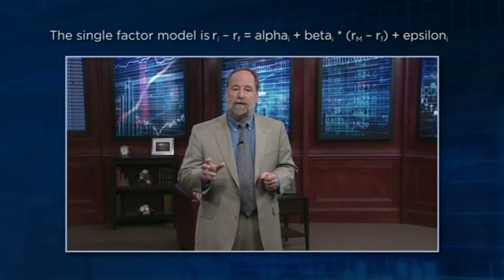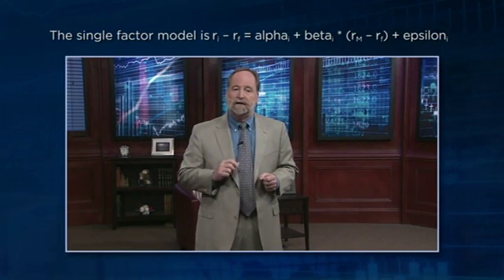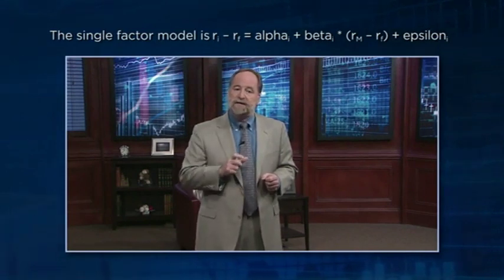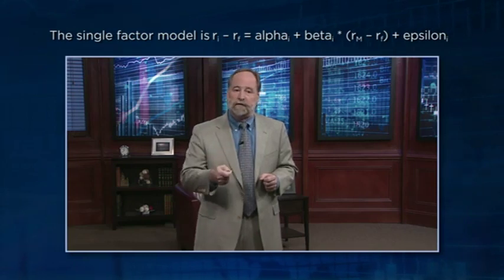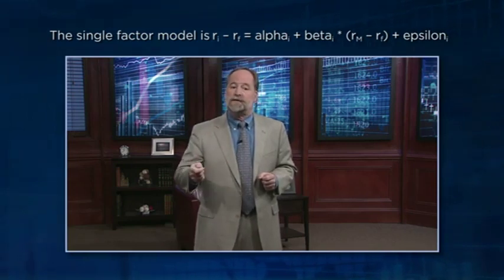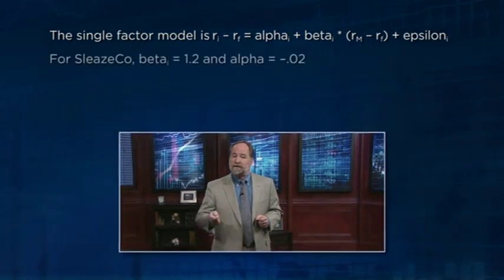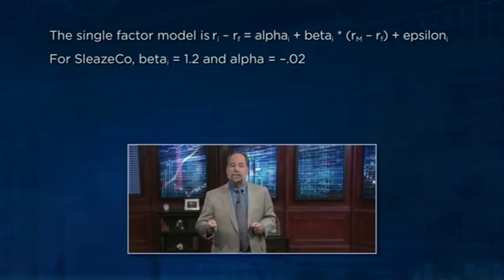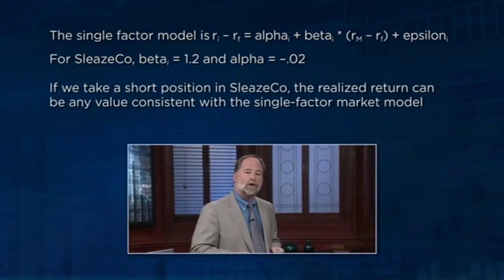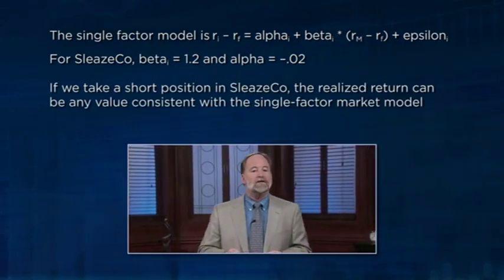The single factor model says the return on an individual security is equal to the risk-free rate plus its alpha plus its beta times the difference between the market return and the risk-free rate, plus an epsilon for that individual security, an idiosyncratic term. For SleazeCo, we have a beta of 1.2 and an alpha of negative 2%, negative 0.02. If I take a short position in SleazeCo, the realized return can be any value that's consistent with the single factor model.